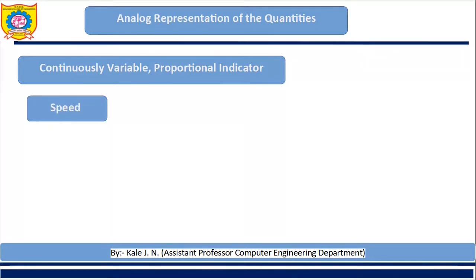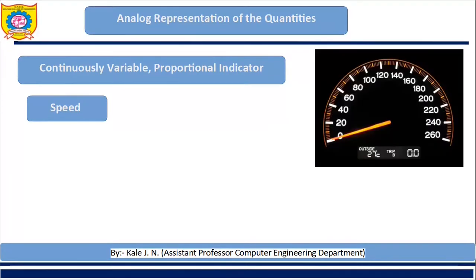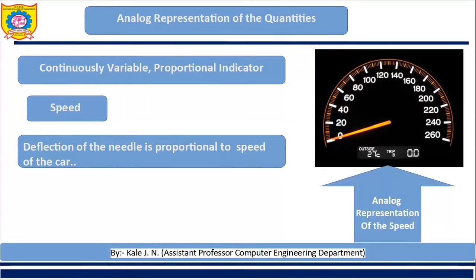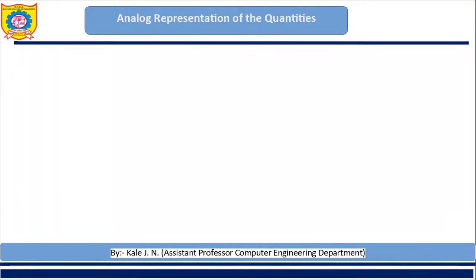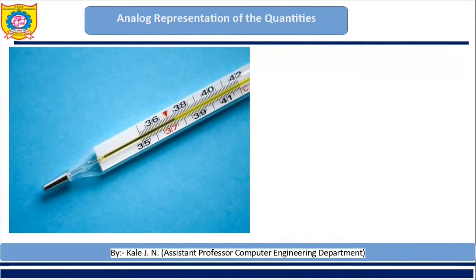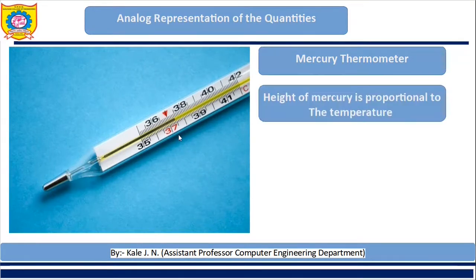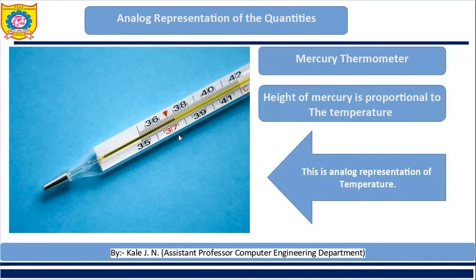Let's take the example of analog representation of the speed of a car. In an automobile speedometer, the deflection of the needle is proportional to the speed of the car. As the car speeds up or slows down, accordingly the needle position changes. This is analog representation of the speed. Now let's look at a second example, the mercury thermometer. In a mercury thermometer, we use a column of mercury whose height is proportional to the temperature. As temperature increases, the height of the mercury also increases and vice versa.